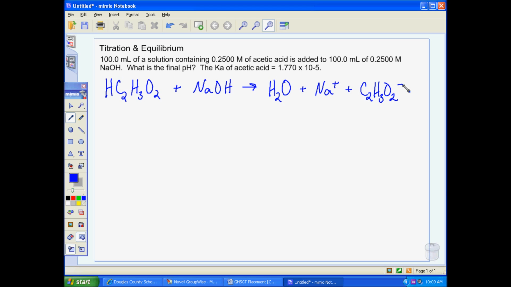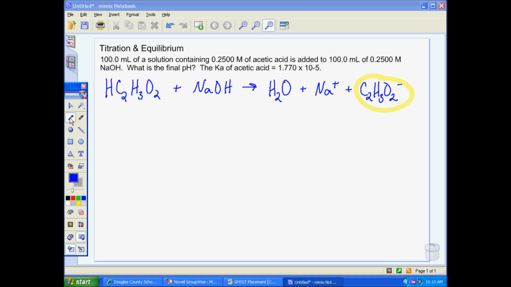Now, the acetate ion is going to be very important in our subsequent equilibrium, so I'm going to go ahead and highlight this. Well, it would help if you could see it. Maybe I'll just circle it, and then that way you can still see it. Now, we need to figure out how many moles of that acetate we're going to have when we're finished.